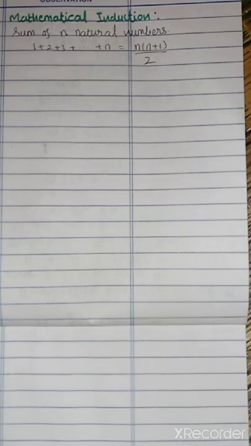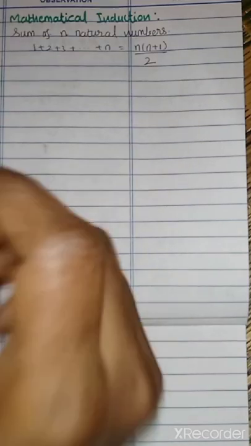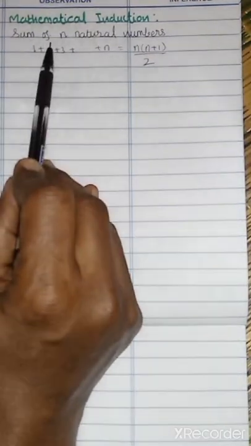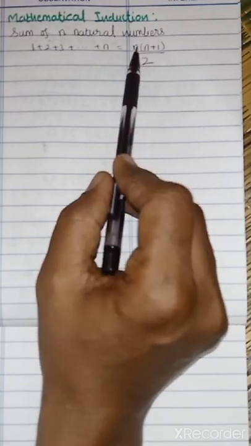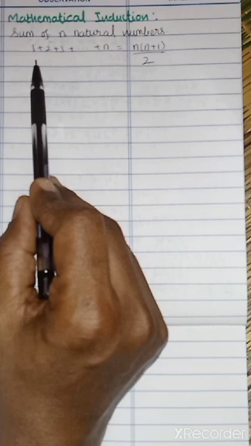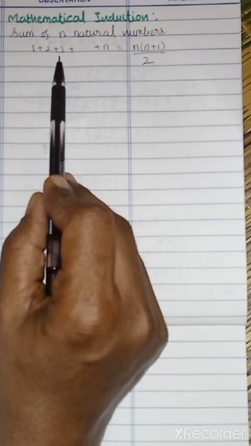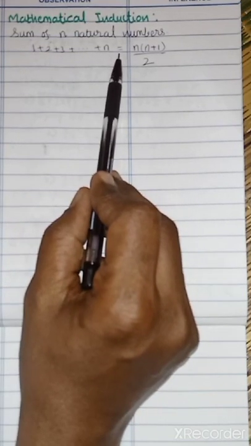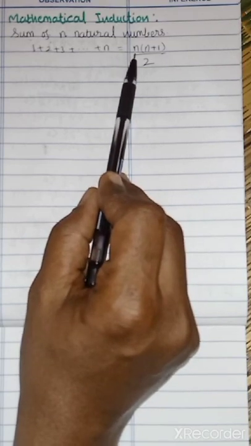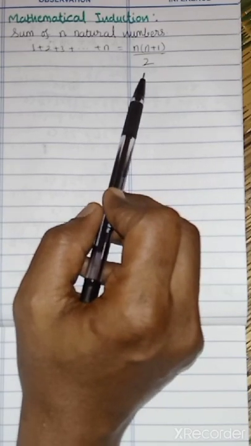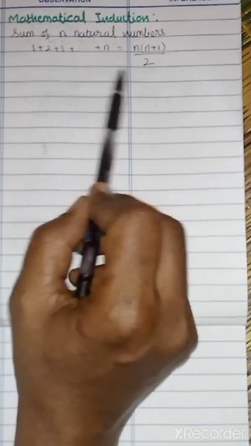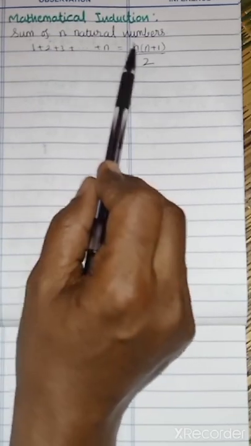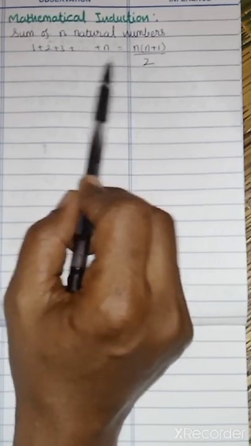Today we are going to see a new topic, mathematical induction. Consider this: sum of n natural numbers. So what is the sum of n natural numbers? 1 plus 2 plus 3 etc. up to n equal to, what is the formula? n into n plus 1 by 2, right? This you have studied in your lower class. Okay, is that formula true? Have you ever tried whether it is true or false?